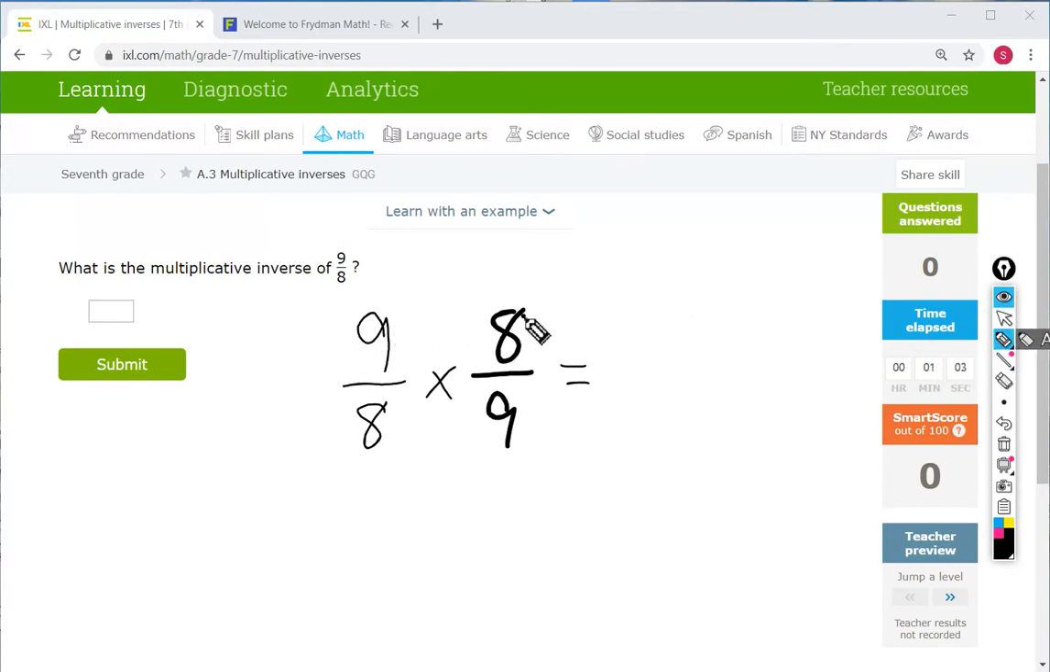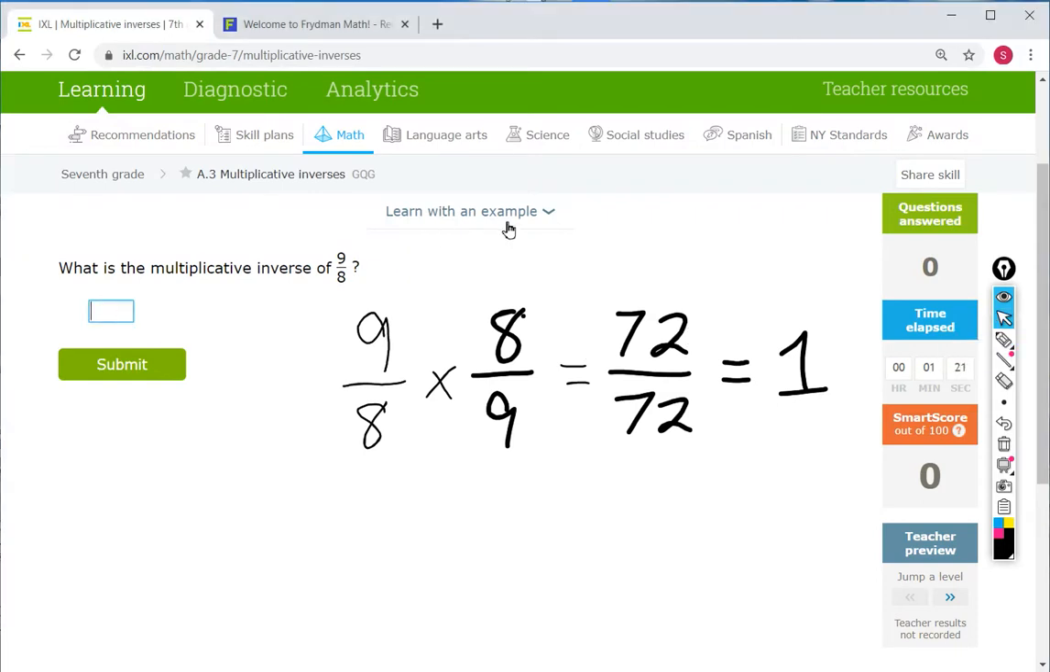9 times 8 is 72. And 8 times 9 is also 72. And 72 divided by 72 is 1. So it works. So if we just take the reciprocal, then that is the multiplicative inverse. So the answer here would be 8/9.